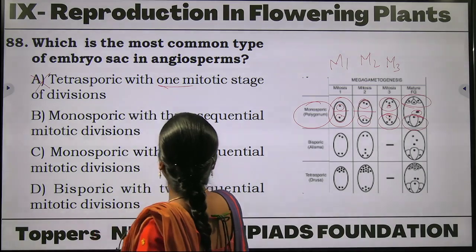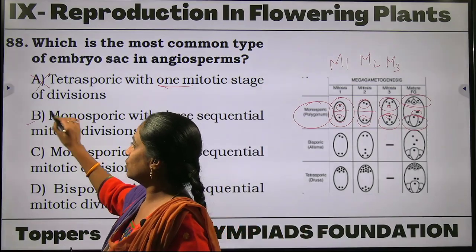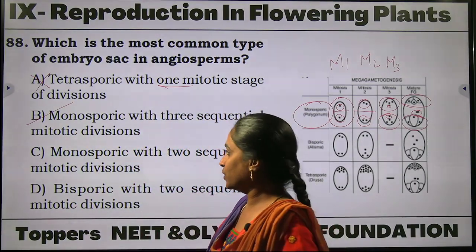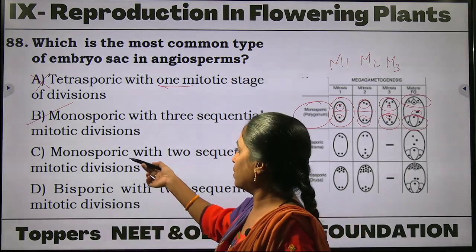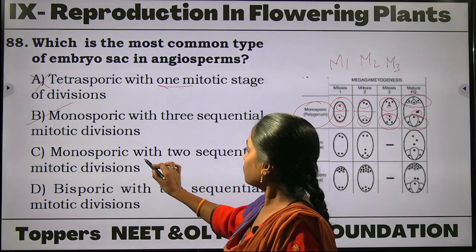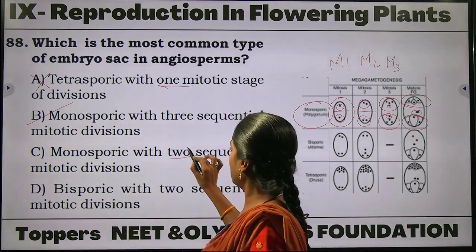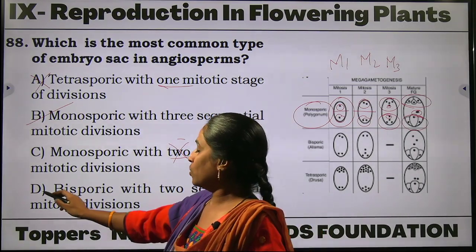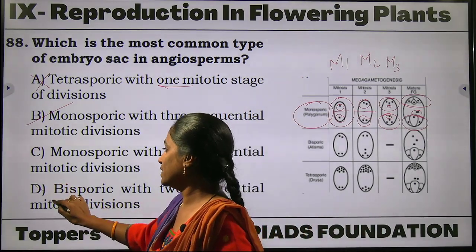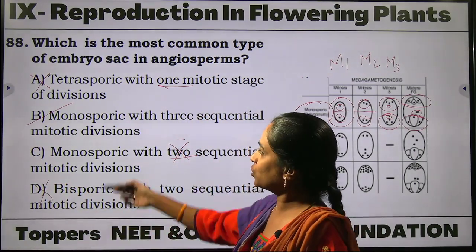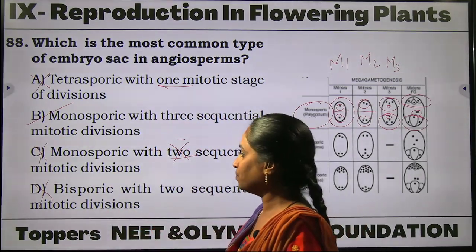Which one will be the correct option? The monosporic with 3 sequential mitotic cell divisions. Option B will be the correct one. And option C, let us see, monosporic. Yes, the megaspore mother cell produces a single megaspore, but with 2 sequential mitotic cell divisions, it says. No, it's 3 sequential mitotic divisions. Okay, and option D is bisporic. Spores will not be double, only a single megaspore will be. Okay, so which one will be the correct one? Only option B is the correct statement.